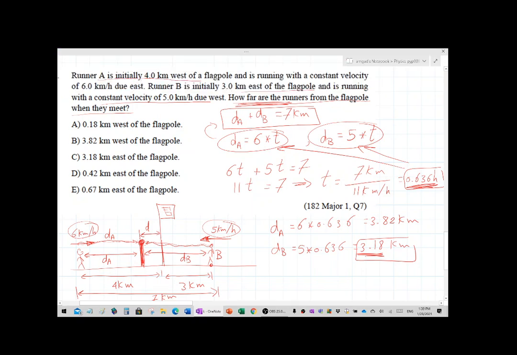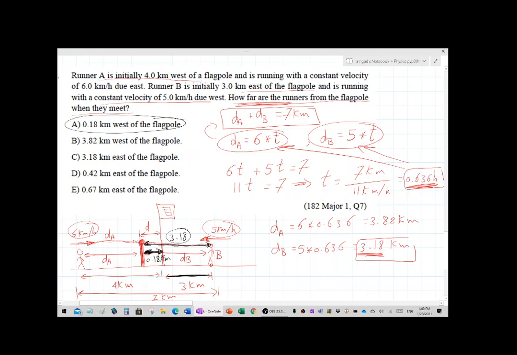So this person moves a distance 3.18 kilometer, while at the beginning he was at 3 kilometer from the pole. So what is the distance between the position he reaches and the pole? Of course, 3.18 minus 3, it gives you 0.18 kilometer. So it's the first one.